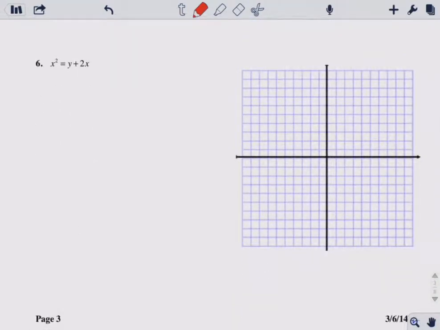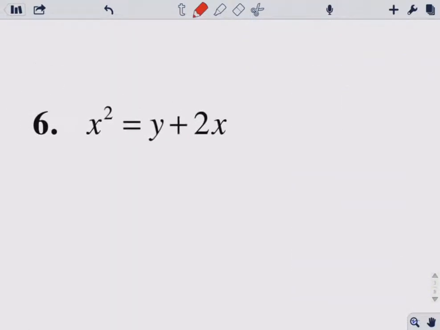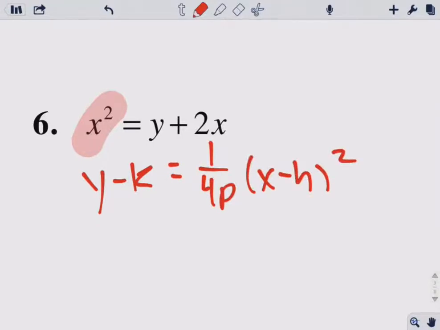Okay, x squared is equal to y plus 2x. This is a parabola because we have one thing squared. Okay, one thing squared makes it a parabola. And so we got to put it in the appropriate form. If x is squared, the appropriate form is y minus k is equal to 1 over 4p times x minus h squared. X squared, so that means it's going to open up or down. Got to put it in the standard form.